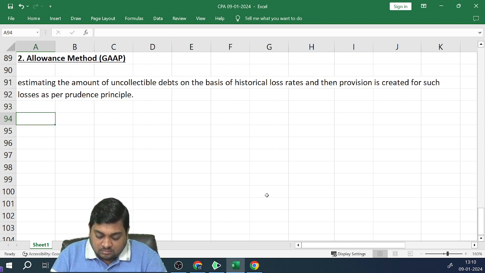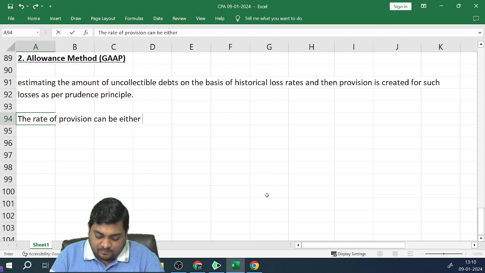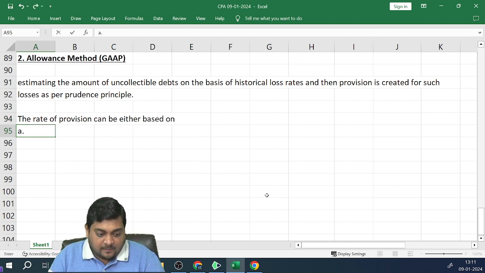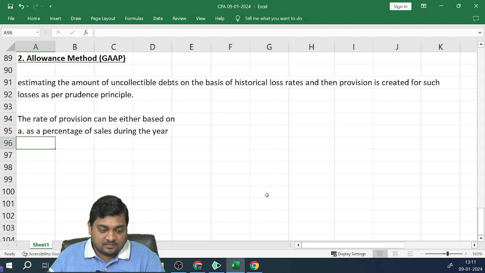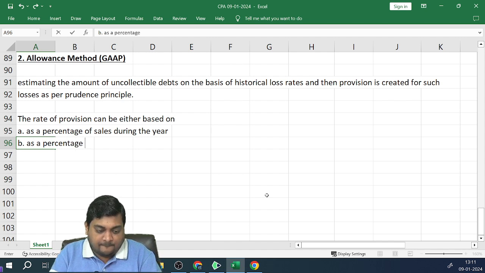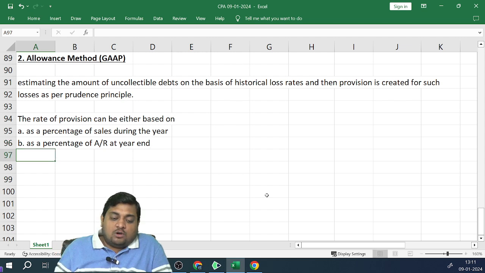Now the rate of provision can be either based on number A, as a percentage of sales during the year, or number B, as a percentage of closing accounts receivable. So these are the two ways you can estimate.